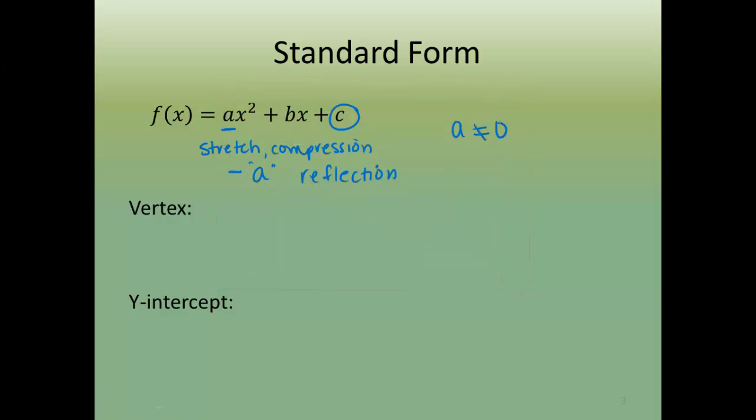If a were 0, then the first term, the quadratic term, would be wiped out and we would have a line. So our vertex. To find the vertex, first we will find the axis of symmetry. We will find the axis of symmetry by taking the opposite of b divided by 2 times a. So we will take the opposite of the value of b divided by 2 times the value of a. This is the axis of symmetry.